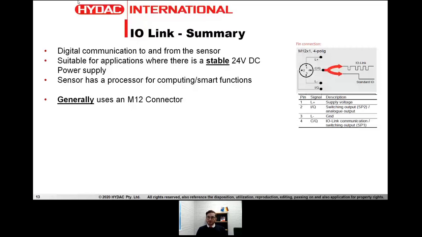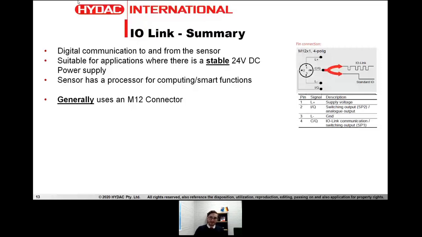I'd generally recommend using this for applications where you have a stable 24-volt power supply. The standard of IO-Link is a 24-volt switched signal, so it's a really high frequency switched signal of the 24 volts from the sensor that actually does that transmission. And it's done on one cable.